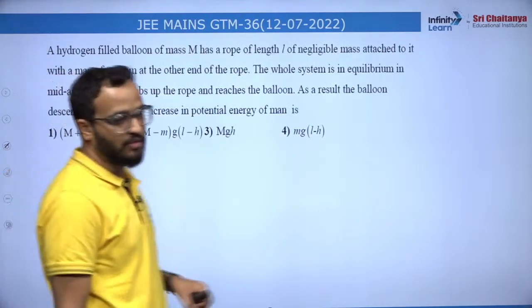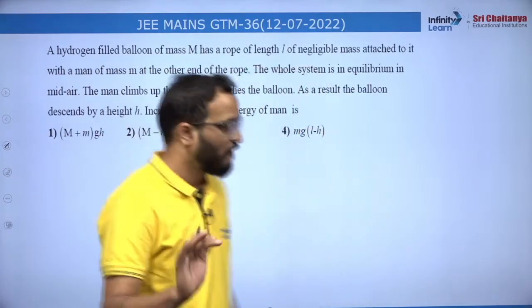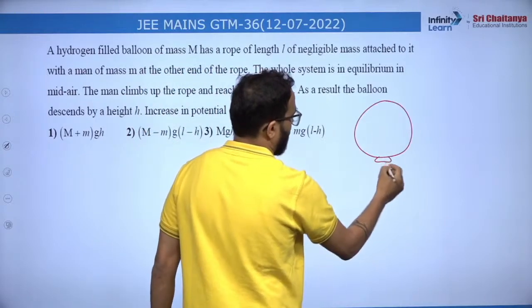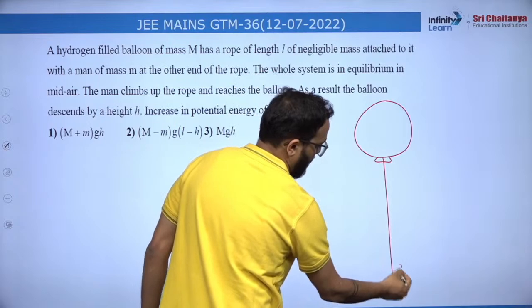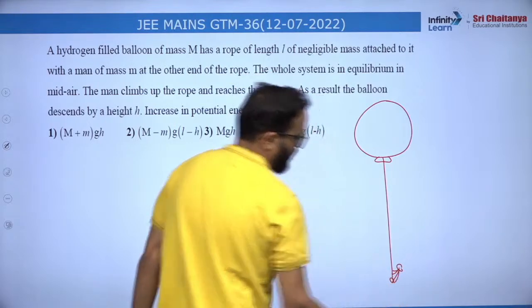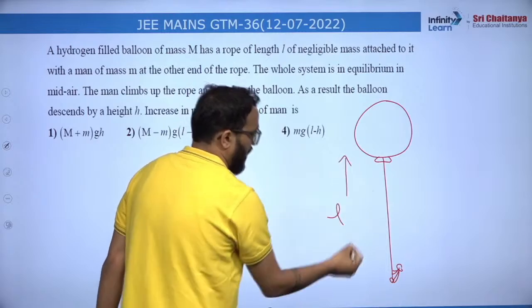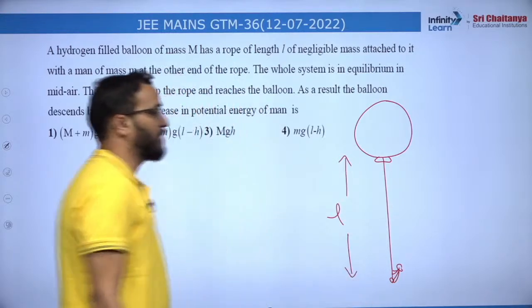Hydrogen filled balloon. This is also a very good question. What they have done is they have given that this is a balloon and this is the rope and a man is holding the rope here and the total length is L. Okay. Now this whole system is in equilibrium.